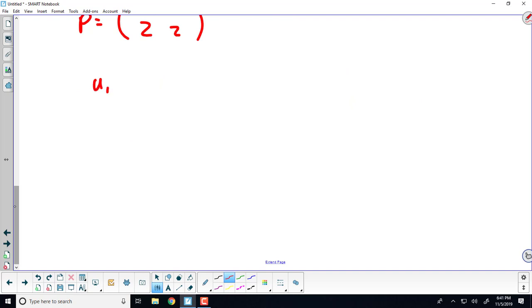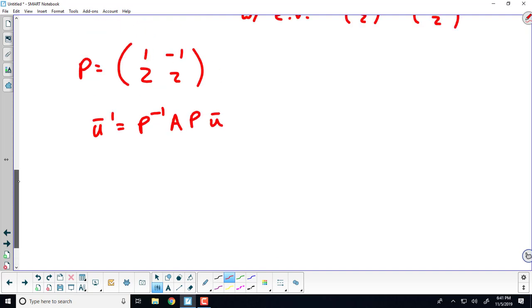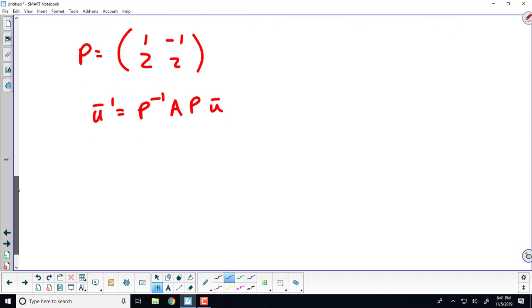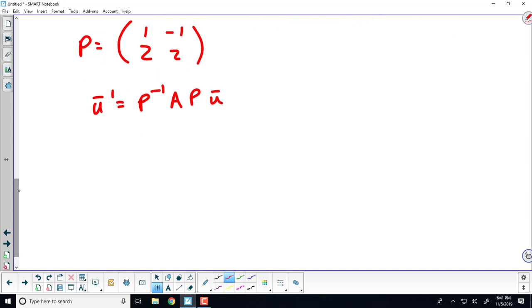We said that U prime bar is equal to P inverse A P U bar. But we just said that the P that we're going to use is 1, 2, minus 1, 2. Is that going to be invertible? It's a good question to ask. Is that going to be invertible?